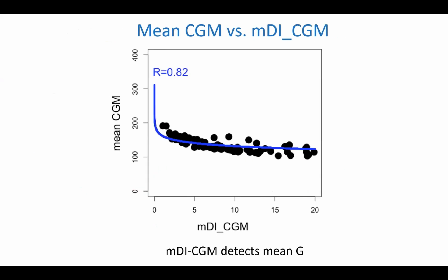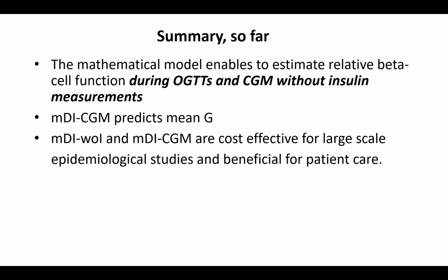So this is the result: the mean CGM versus MDI with the CGM. So MDI CGM captures the mean CGM excellently. I'm still working on the glucose excursion part, comparing CGM parameters, say for example MAGE or some other parameters. It's still going on. Preliminary results are really good, but I haven't finished yet, so I'm not going to show that part. But anyhow, MDI CGM captured mean CGM glucose.